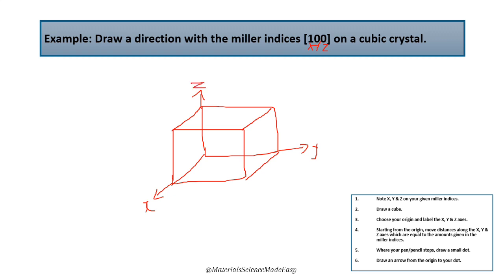So that's our Z. And then once we've done that, we move directions along the X, Y, Z. So we're only moving in the X direction here, and we're moving once. So that would be from 0, once along the X direction, and this is where we stop, and this is where we put our dot, right? So we put our not so tiny dot. And then from there we draw an arrow from the origin to our dot, right? Arrow to our dot, and this becomes our direction.